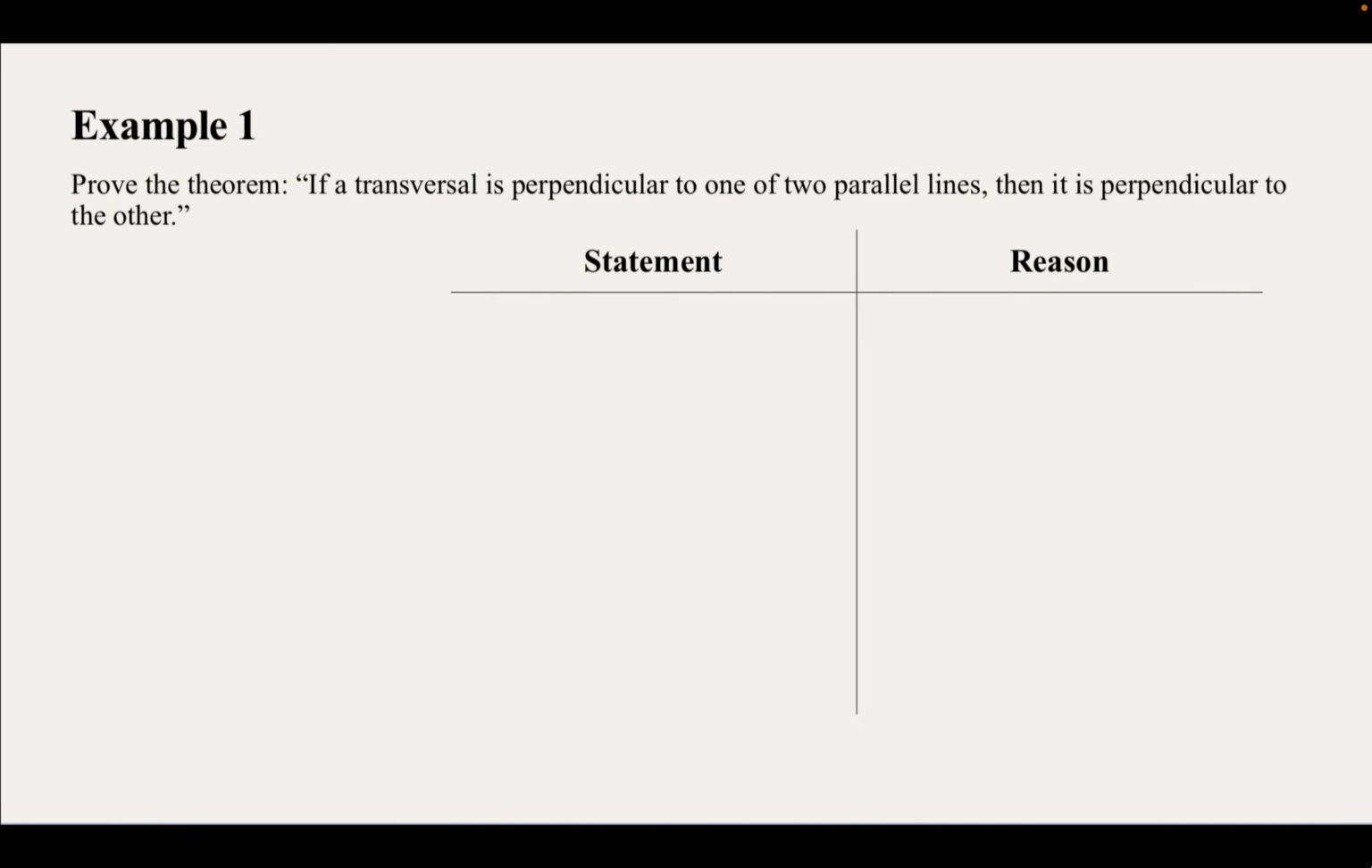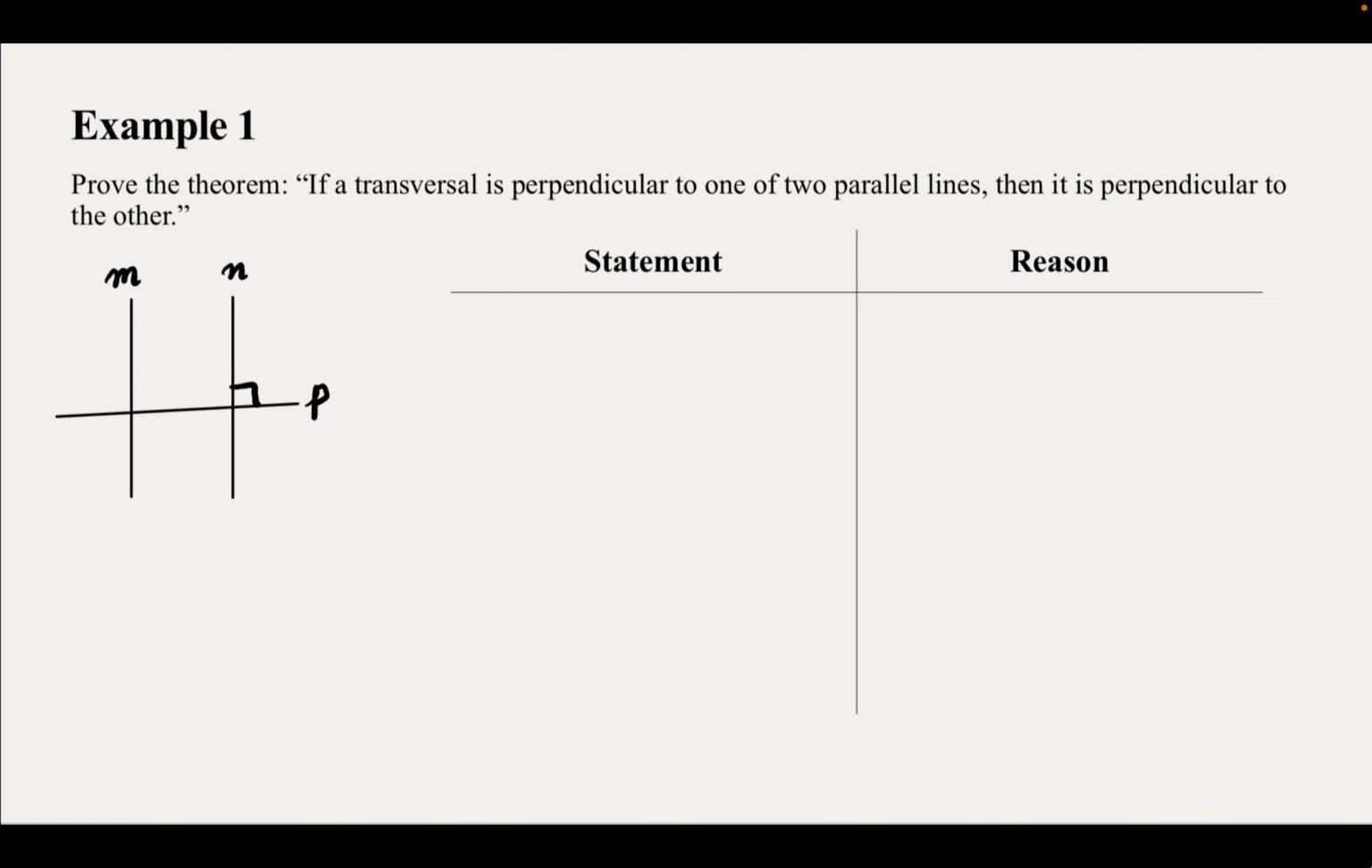Let's prove the theorem. If a transversal is perpendicular to one of 2 parallel lines, then it is perpendicular to the other. Let's prove that. I want to always start off by drawing a picture. So I'm going to do that right now. I'm going to draw 2 lines that are parallel, and they're cut by a transversal. I'm going to call this line M and this line N, and I'll call this line P.